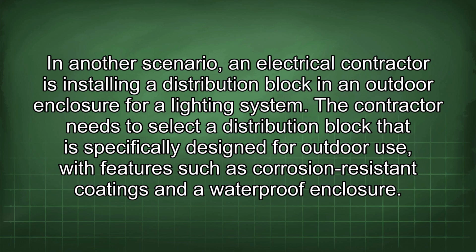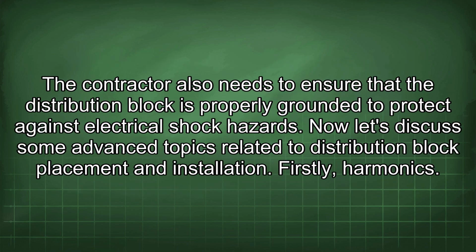In another scenario, an electrical contractor is installing a distribution block in an outdoor enclosure for a lighting system. The contractor needs to select a distribution block that is specifically designed for outdoor use, with features such as corrosion-resistant coatings and a waterproof enclosure. The contractor also needs to ensure that the distribution block is properly grounded to protect against electrical shock hazards. Now let's discuss some advanced topics related to distribution block placement and installation.